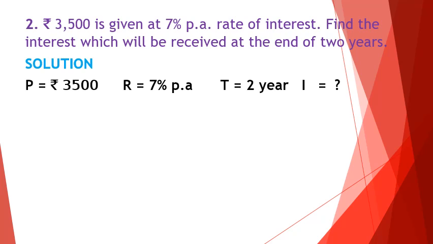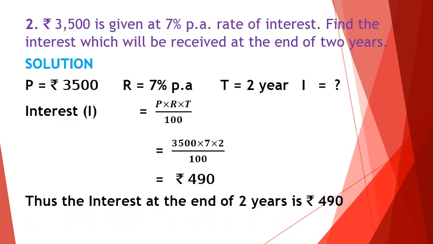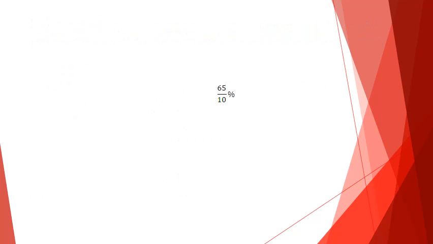Do you remember the formula of simple interest? Yes, PRT upon 100. Substitute the value over there. 3,500 into 7 into 2 whole divided by 100. Two zeros from the numerator and denominator are cancelled. So we get 490. That is 35 into 2 gives 70, into 7 is 490. Children, you should show the cancellation in the CW. Thus the interest at the end of 2 years is rupees 490.